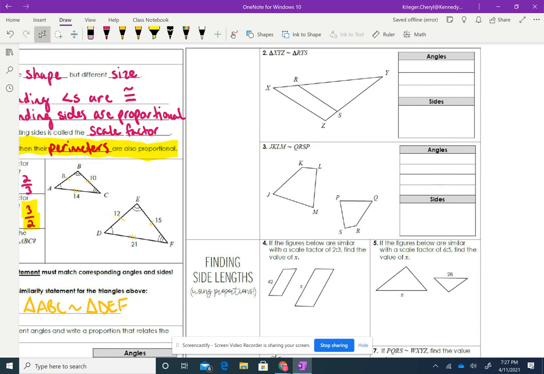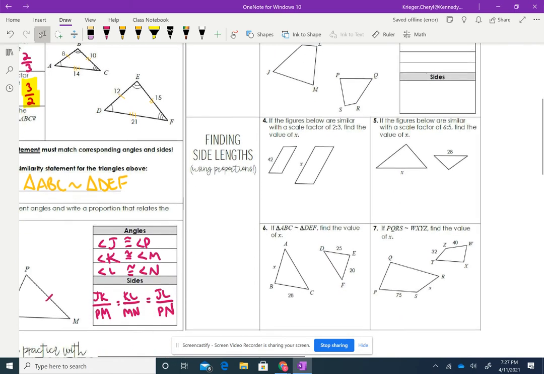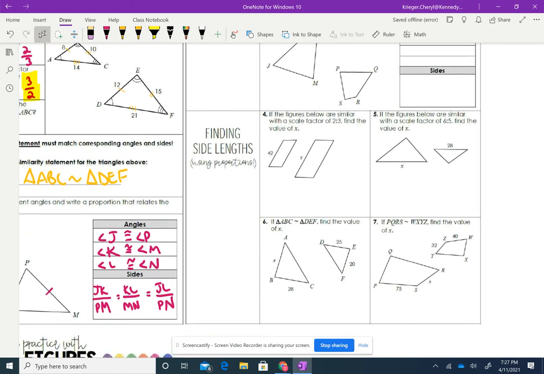Let's go ahead and find some side lengths using proportions. So number 4 says, if the figures below are similar, with a scale factor of 2 to 3, find the value of x. Okay, so 2 to 3. You might notice that 2 is smaller than 3, that does actually mean something. We're going to put the 42 over the x, not the other way around, because 42 is smaller than x.